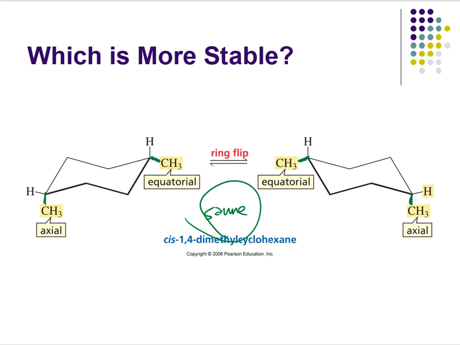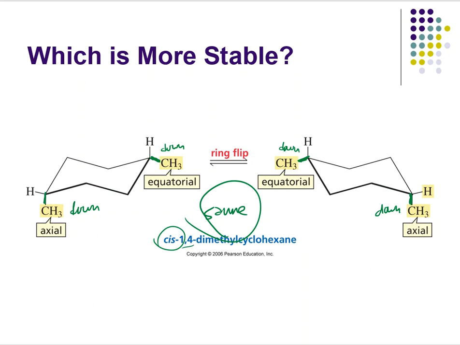Now, axial points down, so this is down. And then this equatorial is out and slightly down, so this is down. They both point down, which is why this is a cis. Over here on this side, same story. This axial points down. This equatorial points slightly down. They both point in the same direction, so that's a cis.